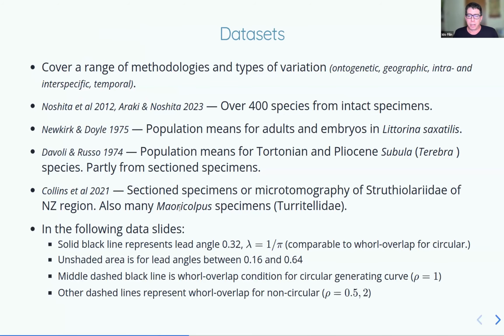So to examine how actually observed covariation relates to these theoretical curves and equations, I collected some data sets that cover different types of variation: ontogenetic, geographic, interspecific, temporal. And I examined how the scatter of these data sets relate to these theoretical relationships.